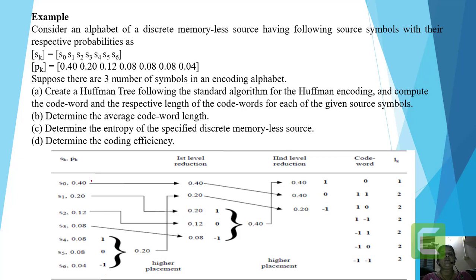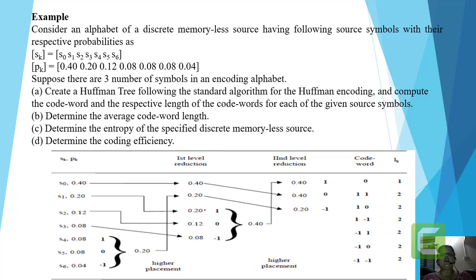Then carry forwarding this, the total probability for this will be 0.20. Originally 0.20 is there, so corresponding to this original probability, the combined probability will be placed at a higher location or lower location. Here we are referring to higher placement. So 0.40 will be carry forwarded as it is. Combined probability is placed as 0.20. This 0.20 will be carry forwarded. Then 0.12 is present and then this 0.08 will be present.